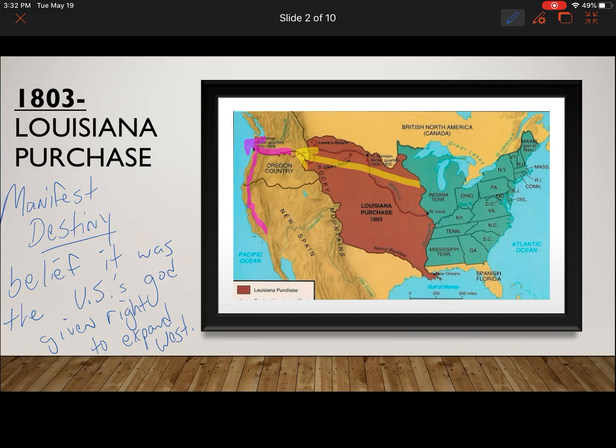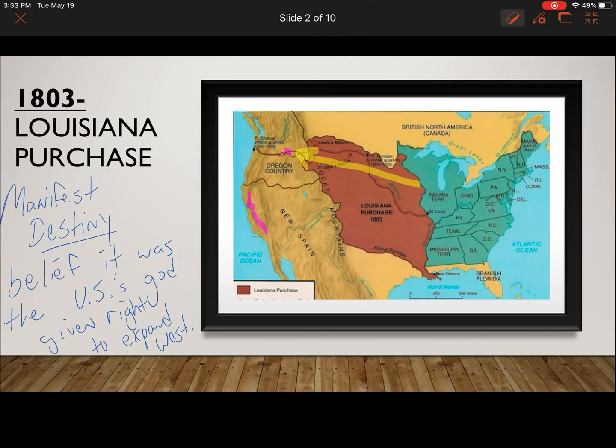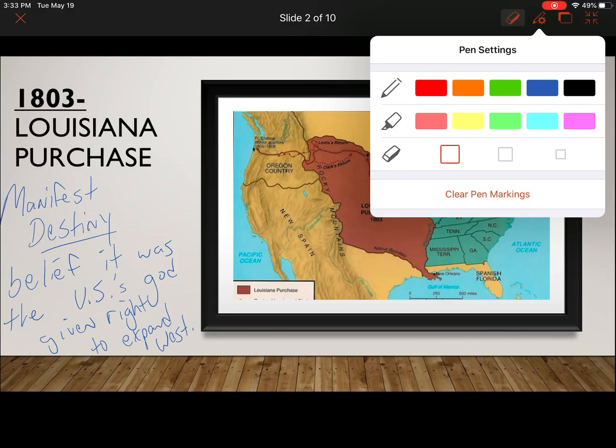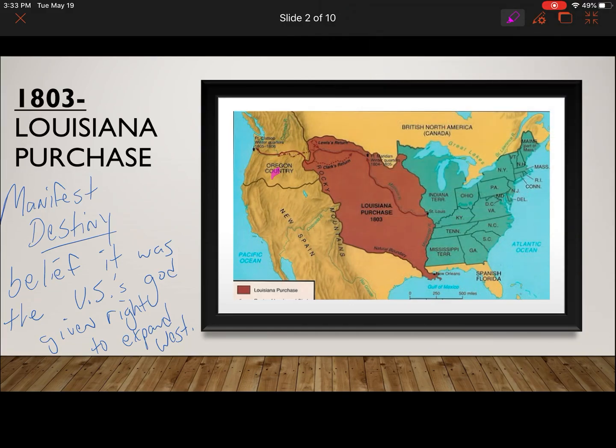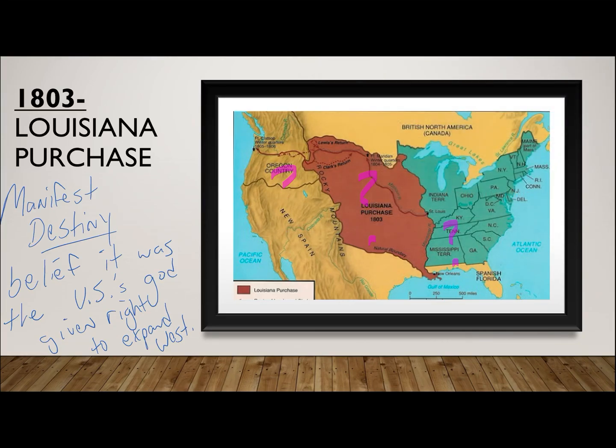So think about it. Was it our God-given right to expand west? No. Were there other people living on that land in the west? Yes. Who's out there on that land in the west that we think is entitled to us? Who's living on the land out here and even here? What different European nations owned that land at the time? What other groups of people are living on the land at that time?